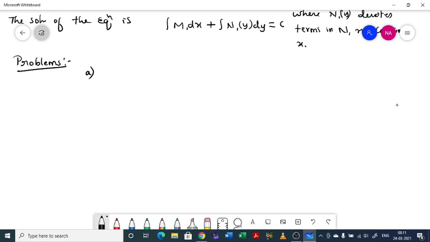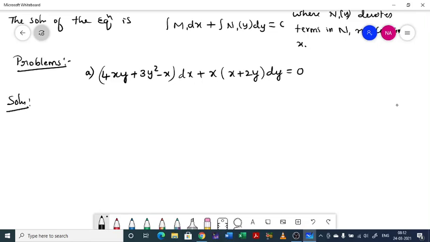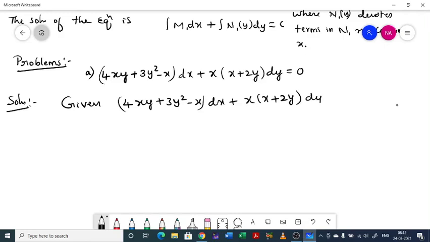First one, solve (4xy + 3y² - x) dx + x(x + 2y) dy = 0. Solution. Given, first let us write the given equation: (4xy + 3y² - x) dx + x(x + 2y) dy = 0. This is the given equation.